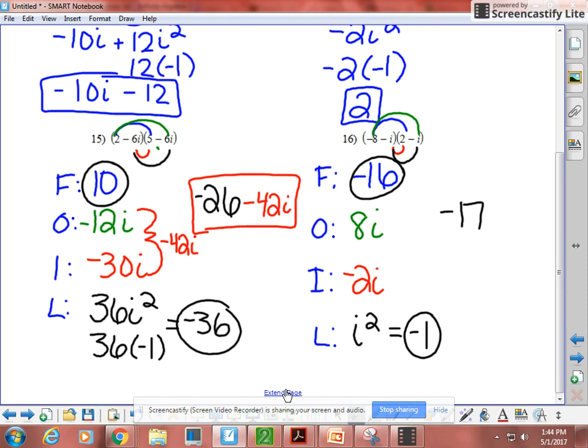Then I'm going to put these two together. And that's going to give me 8 and negative 2, so it's going to give me 6i. And that's my final answer. Okay, so multiplication, you're just multiplying them, and the only thing that changes is when you see an i squared, you put negative 1 in its place.